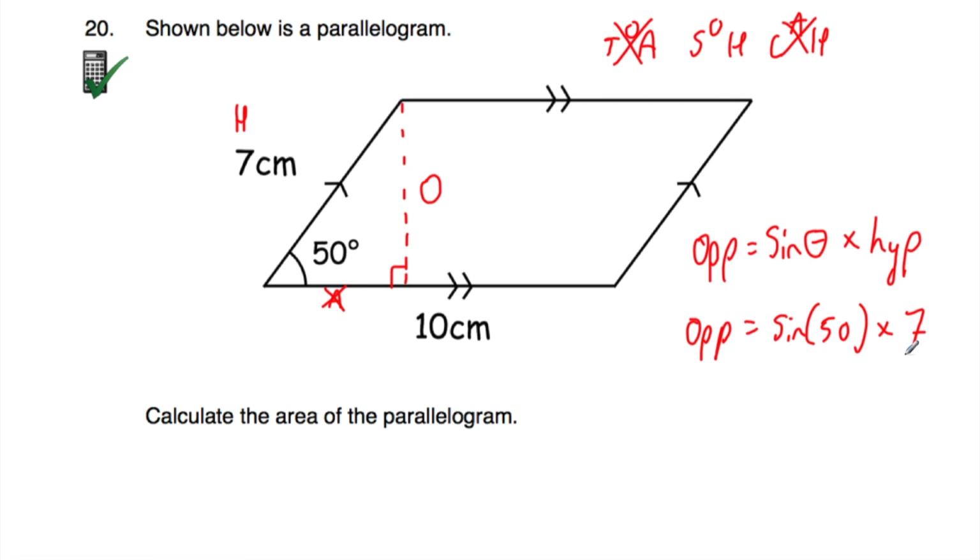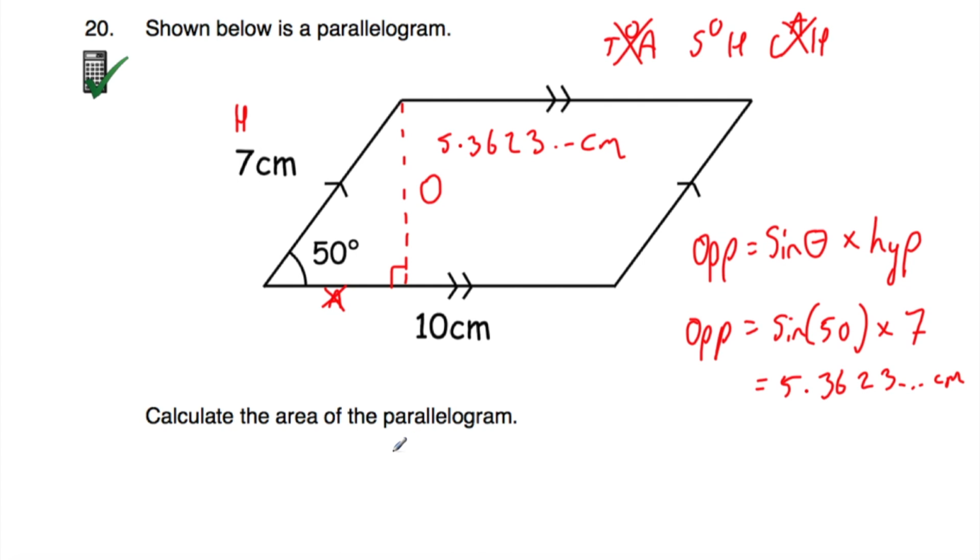So the sine of 50 multiplied by 7, making sure I close my brackets on my calculator, is equal to 5.3623 and so on centimeters. So that means the height of this parallelogram, the perpendicular height, is 5.3623 and so on centimeters.